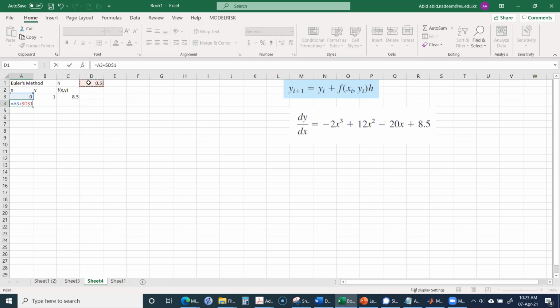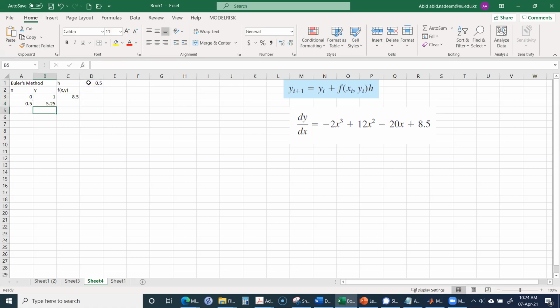I will input this into the formula. And the next value of y will be equal to the previous value of y plus the previously calculated f of x, y value multiplied by the constant value, in this case h.